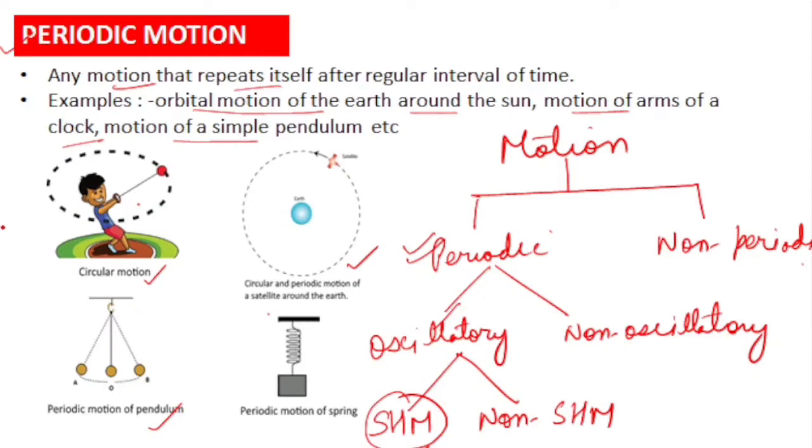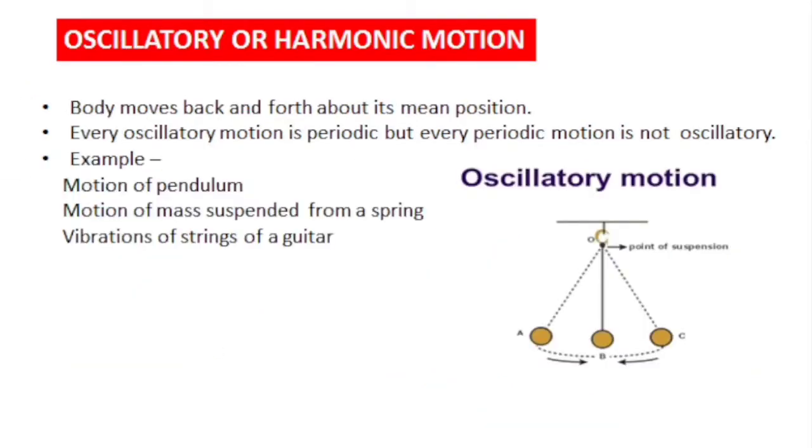Now there is classification of this periodic motion. It may be oscillatory and non-oscillatory motion. Then what do you mean by this oscillatory motion, right? Okay, oscillatory motion means when a body moves back and forth about its mean position. Mean position means equilibrium position. Suppose this is the bob of a simple pendulum and it is at rest at this position. This position is called mean or equilibrium position.